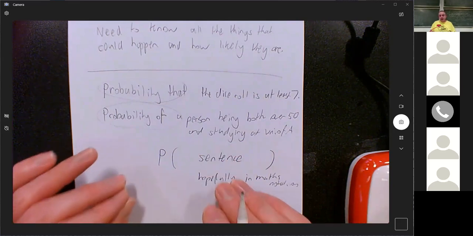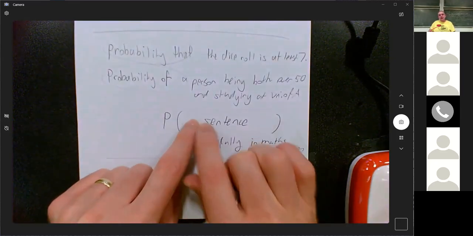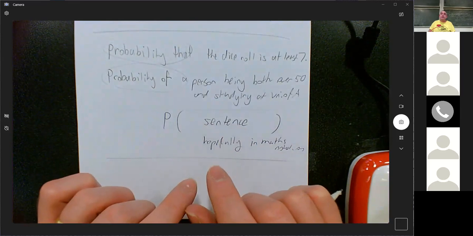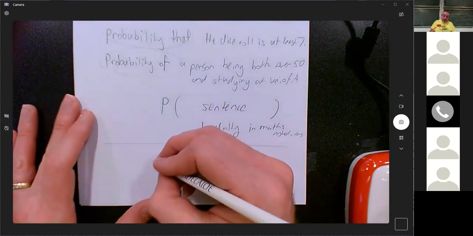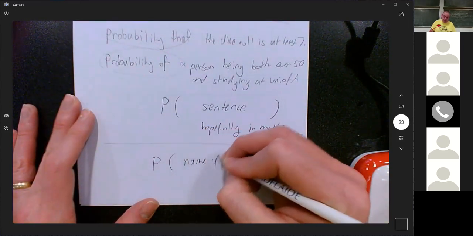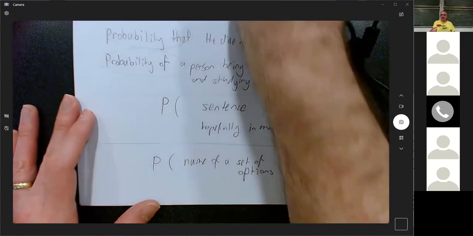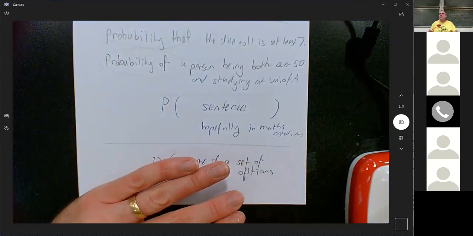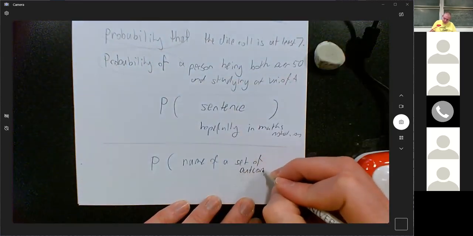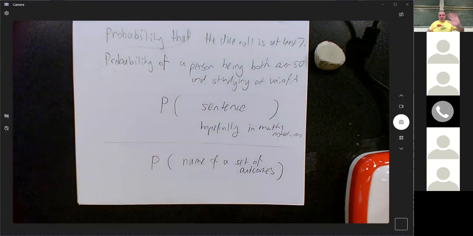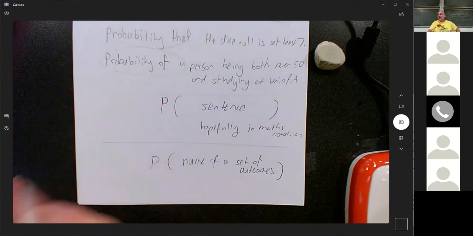So that is one option for how we think about probabilities. The other option is that the thing we put inside here is the name of a set. I know that your lecturer probably hasn't talked about it this way, but this is the other way of doing it. The name of a set of options, actually they would call them outcomes probably in this course. Just reminding you, I'm making this up as I go along because I didn't know what I was going to talk about before I came. So sometimes I'll backtrack and change what I say.